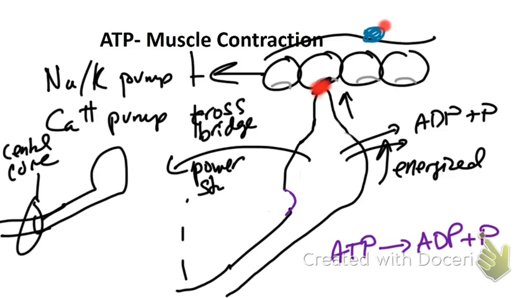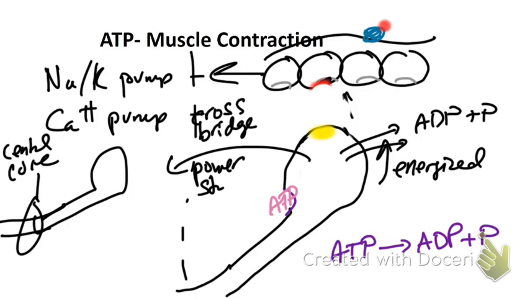So luckily for this thing, right, there's a steady supply of ATP in the cell. So ATP is going to come and bind to its binding site. When it binds onto its binding site, at that exact moment, the myosin head can no longer stay bound to both, right? So it disengages, right?